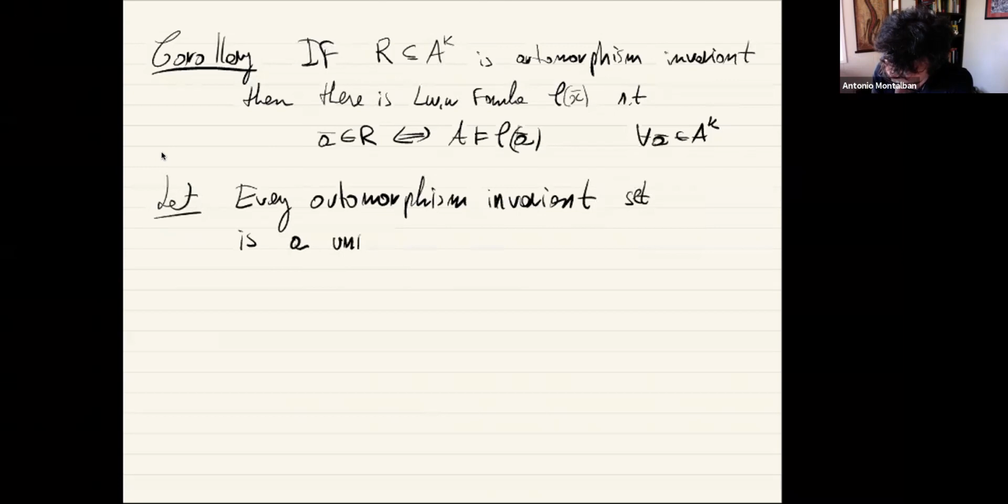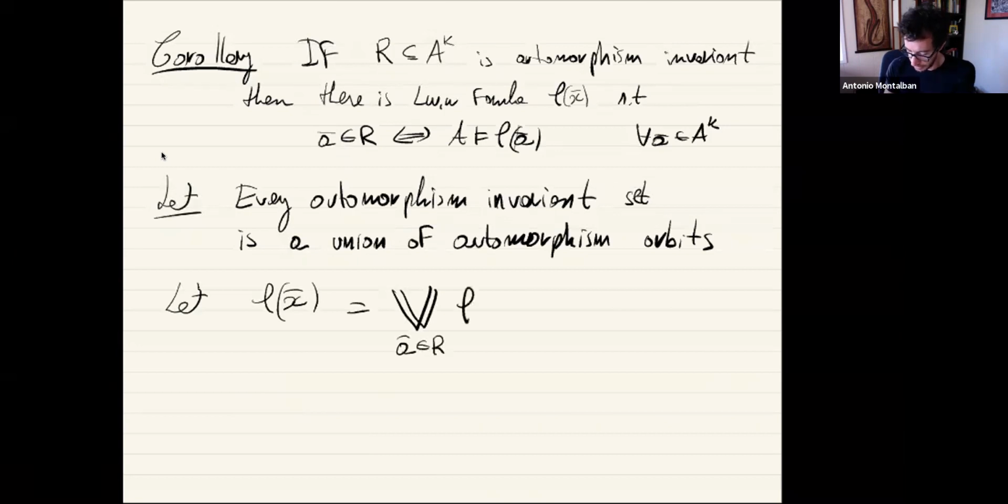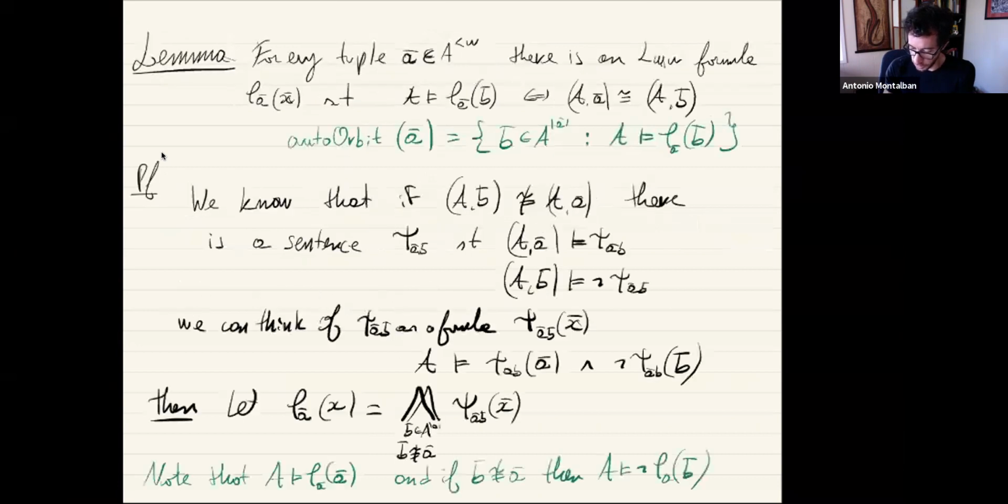It's a countable union of automorphism orbits, right? Because if it contains an element, it contains everybody in the orbit of that element. A tuple, it contains everybody in the orbit of the tuple. So if we can define each of these automorphism orbits, we consider a formula that is the disjunction of these ones, and we get a relation that is the union of these orbits, right? So we let phi(x) be the disjunction, for a in R, of the formula phi_a(x), where phi_a is the formula from the previous line, the one that defines the orbit of a.